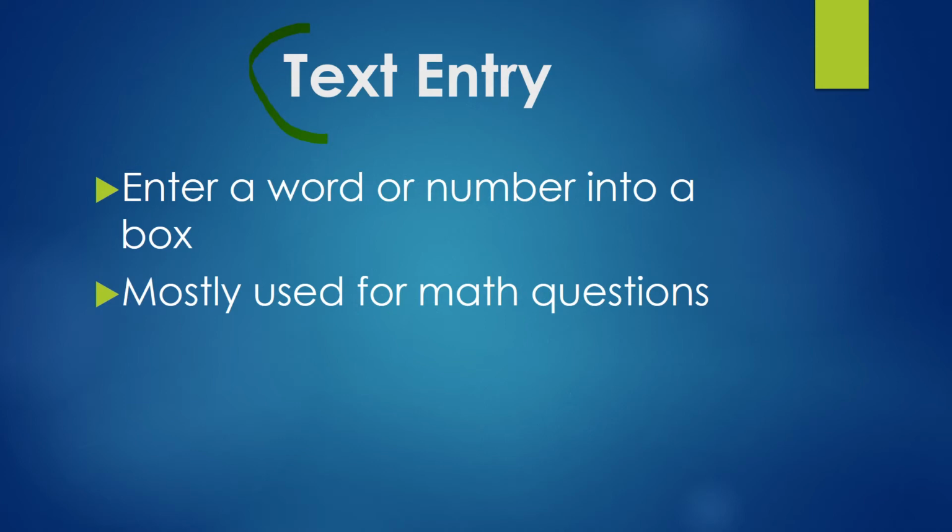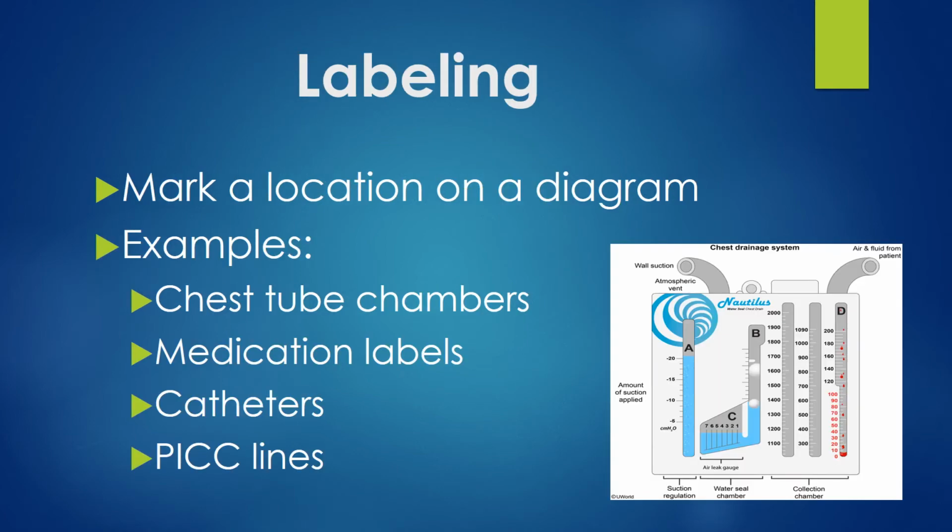The third type of question is text entry. Basically, it's typically a number that you enter into a box, and these are used for the math questions. So you'll have a math question, and then you're just going to type a number into a box. So it'll be like 18, you'll just type in the number 18 and then milligrams, and that's your answer for the question. You have to type it in there. You have no selections. That's it.